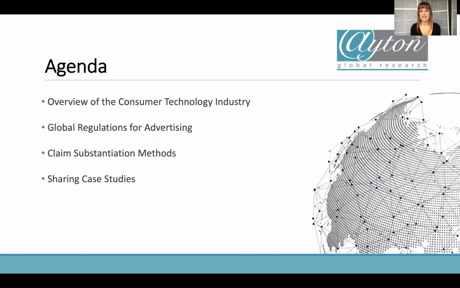I'll be looking at global regulations for advertising, because we'll look at the reasons that technology might be researched, and some of that is to help towards advertising and marketing. So I'll make sure we're looking at the regulations there as well. I'll be looking at claim substantiation methods, because again, that's a really good reason for consumer research. And we're looking at some case studies. So we can look at consumer research itself, why it's used for technology, and what the legal implications may be in terms of how you use that data. I'll give you some good tips there as we go along.